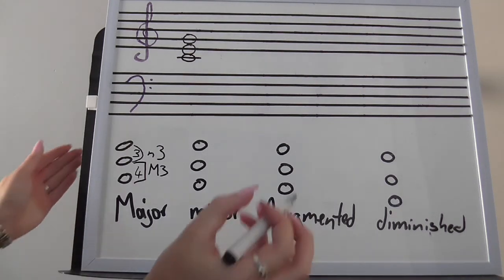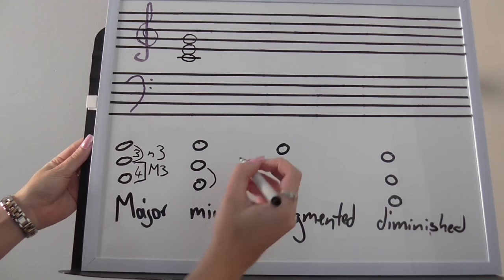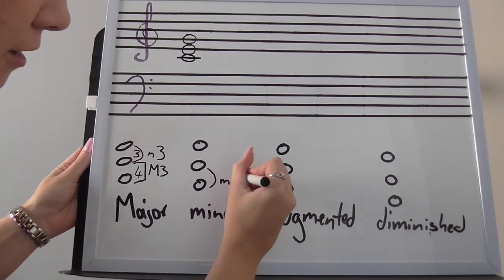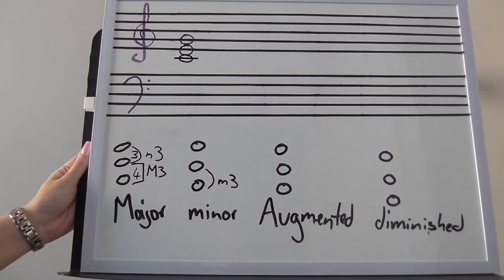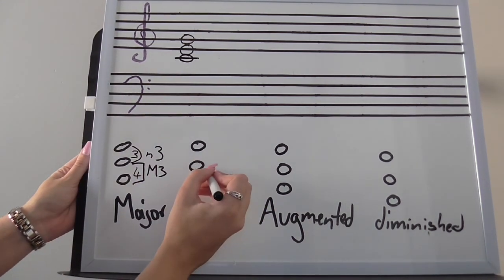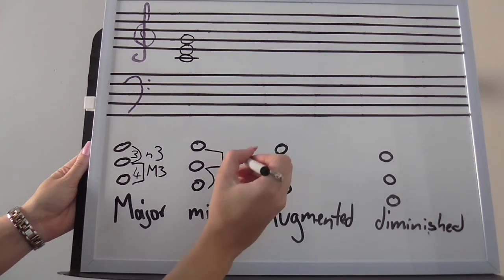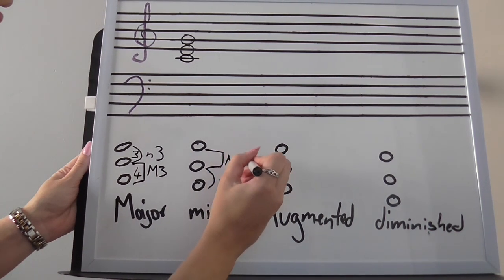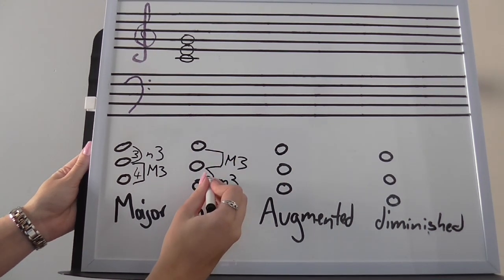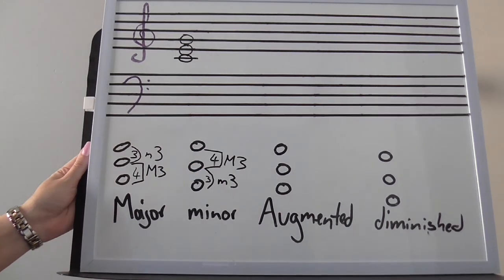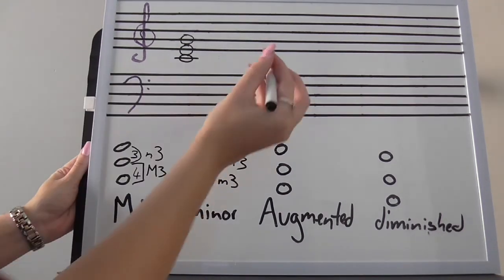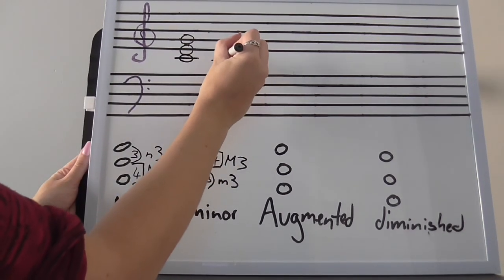Our minor triad starts with a minor third. Do you notice the difference between our major and our minor triad? Our major starts with a major interval and our minor starts with our minor third. Then we have a major third. Once again, 3 semitones in a minor third and 4 in a major. Let's try writing out a C minor triad.